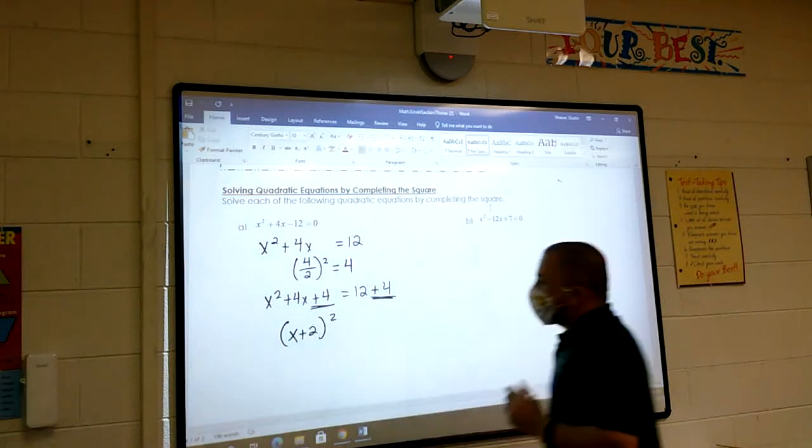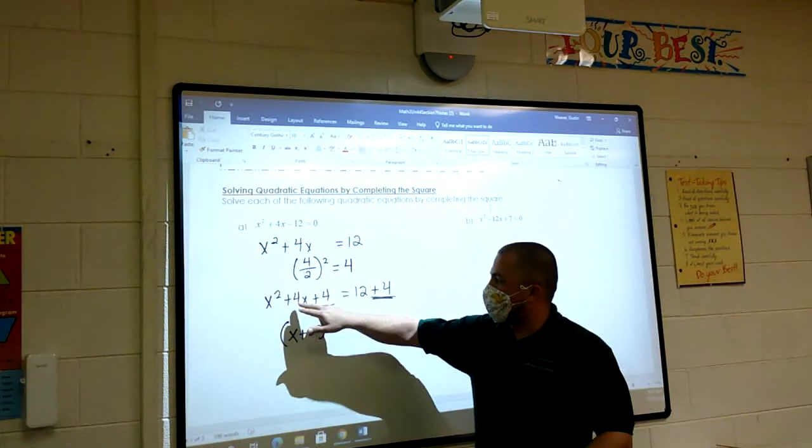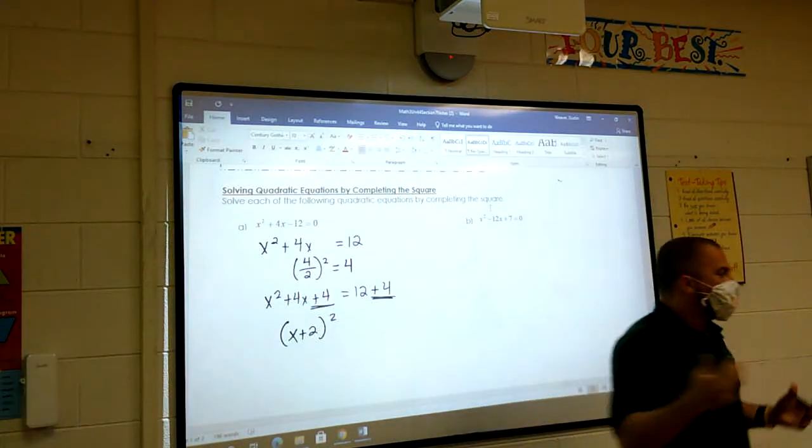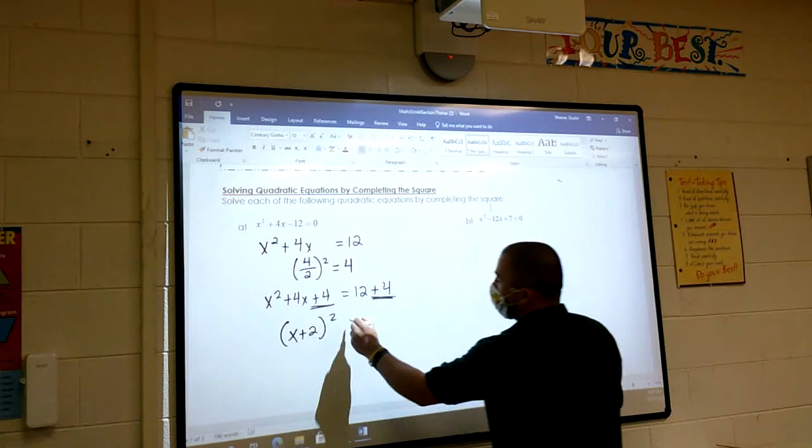So sometimes people say, well, where did the 4 go or whatever, but it's there. It's just like you're doing FOIL backwards. So if you did x plus 2 times x plus 2, and you FOILed that, you would get x squared plus 4x plus 4. So you're just packing it back inside. So you're doing a reverse FOIL. That's what you're doing by factoring it. So x plus 2 squared is equal to 12 plus 4, that's 16.